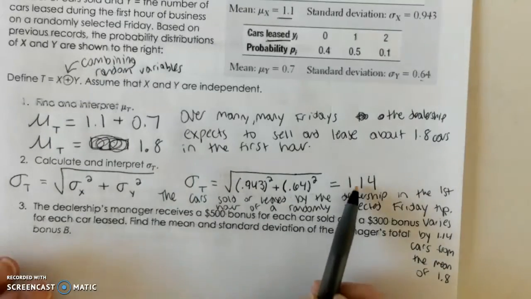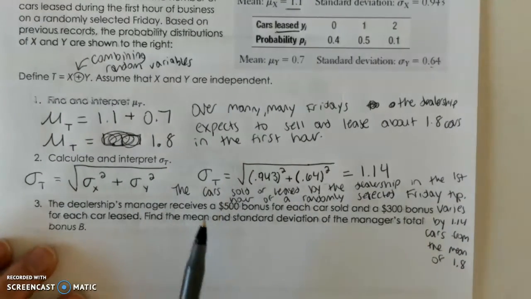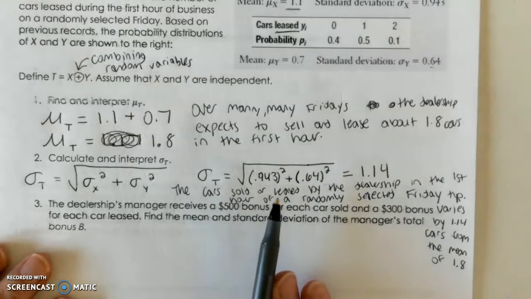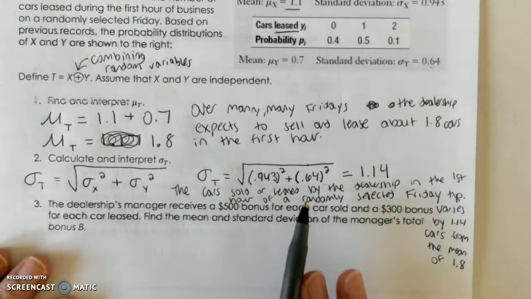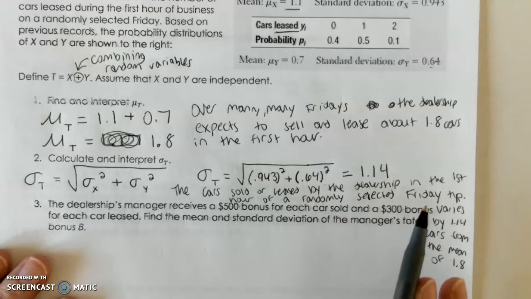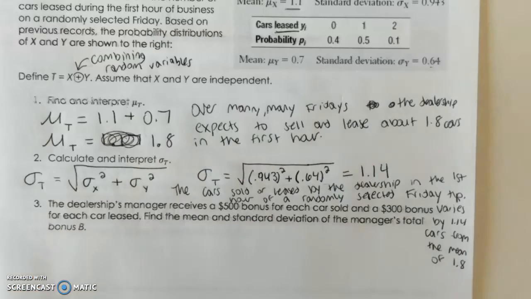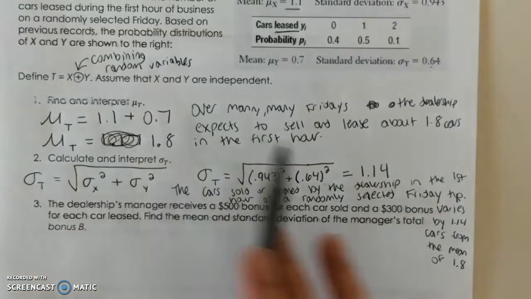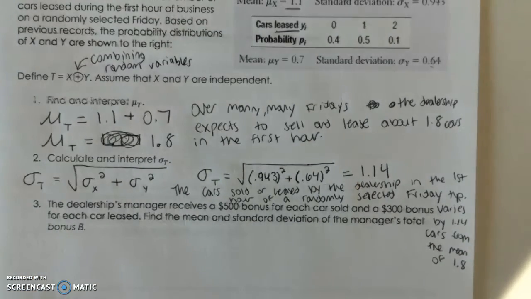Okay, so when I did the calculation, I got 1.14. And then here's my interpretation. The cars sold or leased by the dealership in the first hour of a randomly selected Friday typically vary by 1.14 cars from the mean of 1.8. Remember, standard deviation is typical variation.